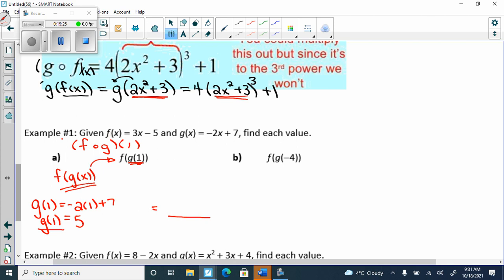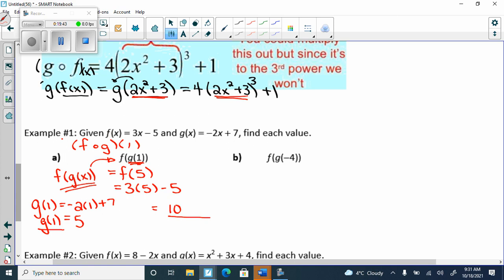What can I put in for it? 5. So this equals f of 5. Now I find f of 5. How do I find f of 5? Go back to grade 10. Fill 5 in for my x. 3 times 5 minus 5, which is 10.